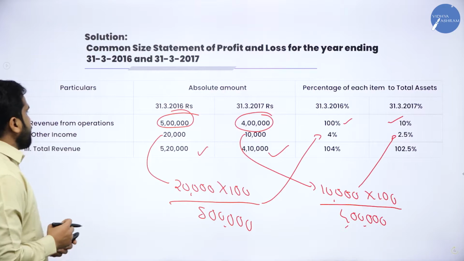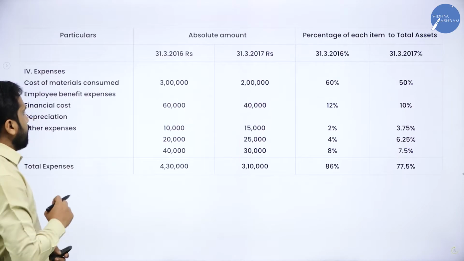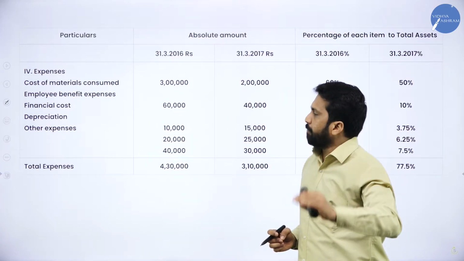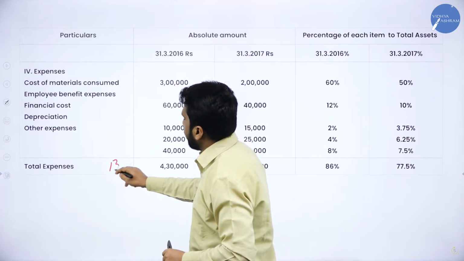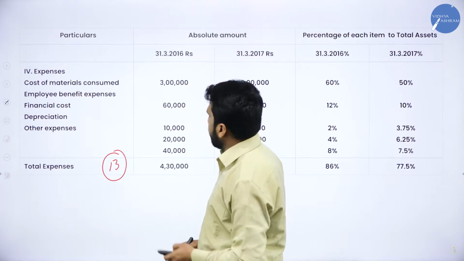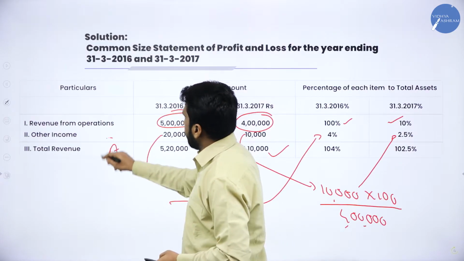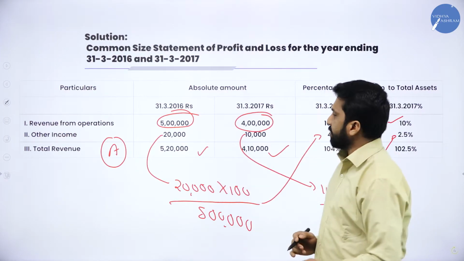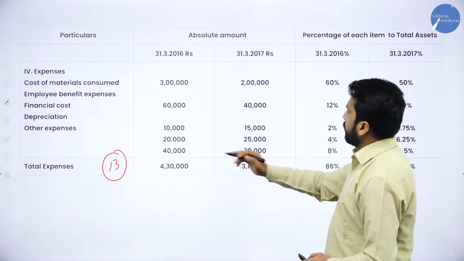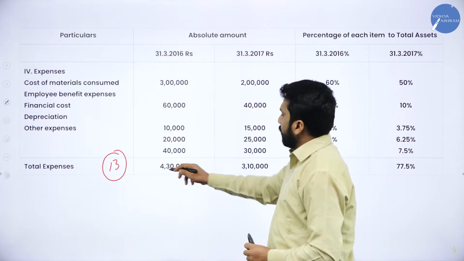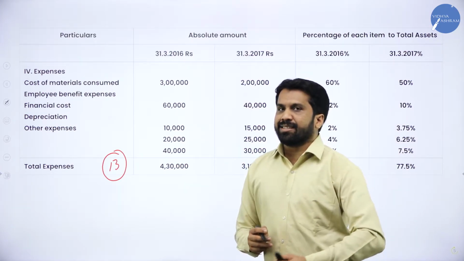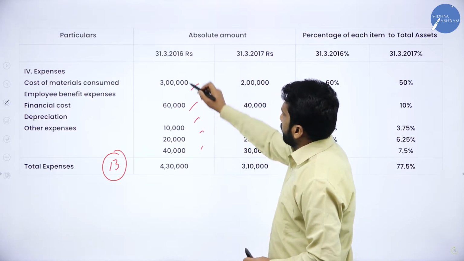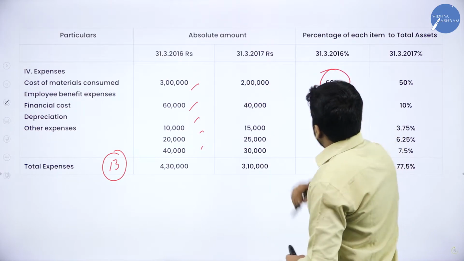Now we'll go for stage 2. In stage 2, we have all the expenses. We should add everything. This is your part B. The previous one is your part A. Part A answer is 5,20,000. Now, this is your part B. You have around 4,30,000 in this. You have added everything, and individually you have calculated the percentage.